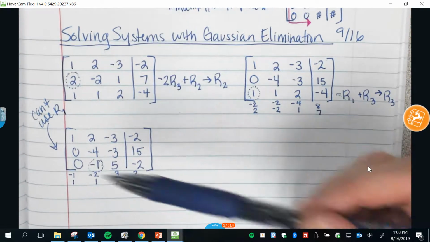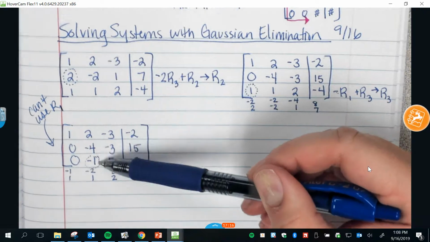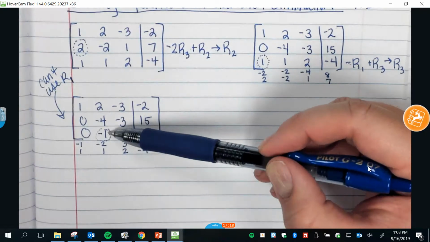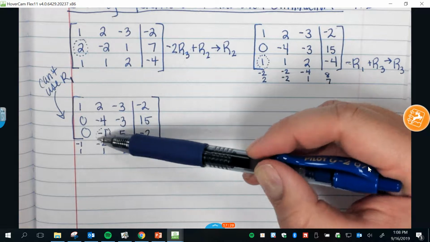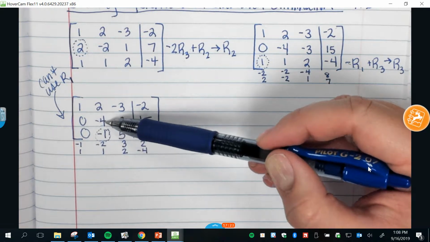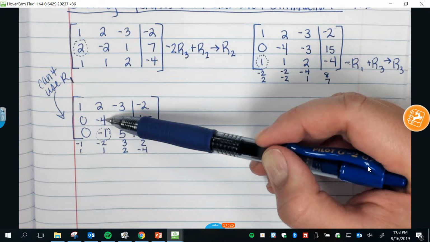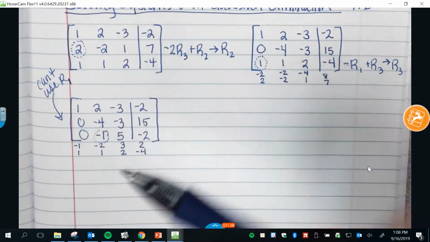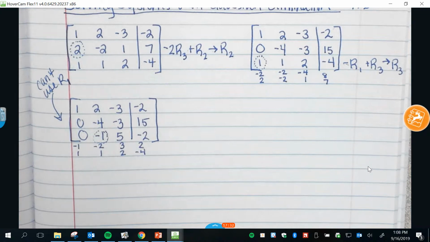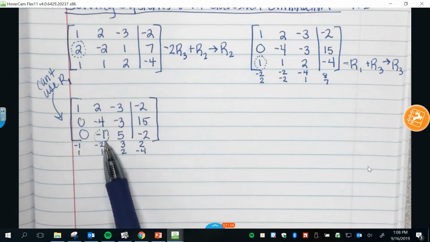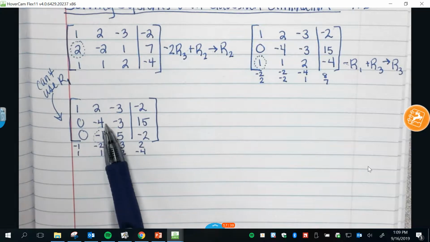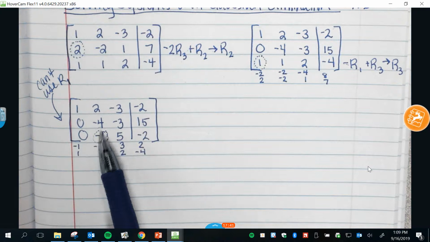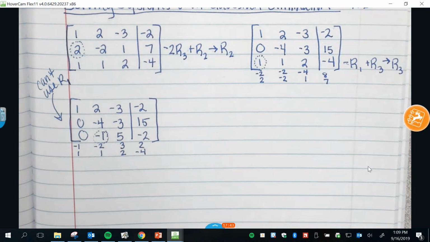Okay, so I can't use row 1, so I have to use row 2. Now look, I want to turn this into a 0. I can multiply the negative 4 by something, or I can multiply the negative 1 by something. Do we have any ideas? I want to add them together, and I want that to turn to a 0. So I have to get these to be the same number, one positive, one negative. There are different ways you can do this. Well, what could we do?